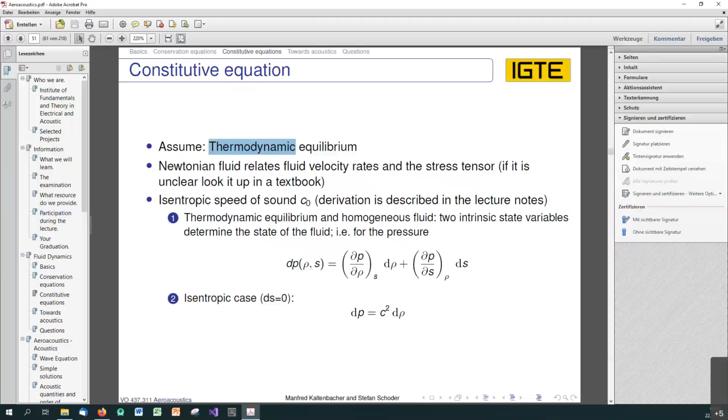Anyone has heard anything about thermodynamics? Yeah, no, there is no big issue there. We will not need it for the lecture anyway. But if you're interested in how to derive the isentropic speed of sound, then you can just look it up there.